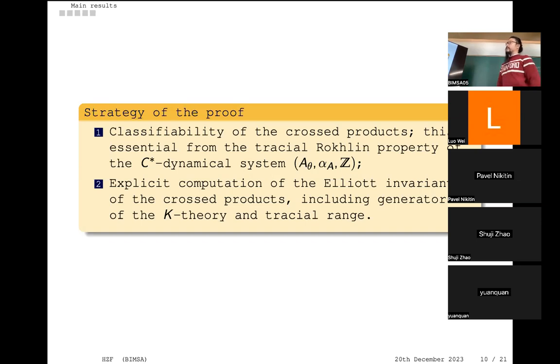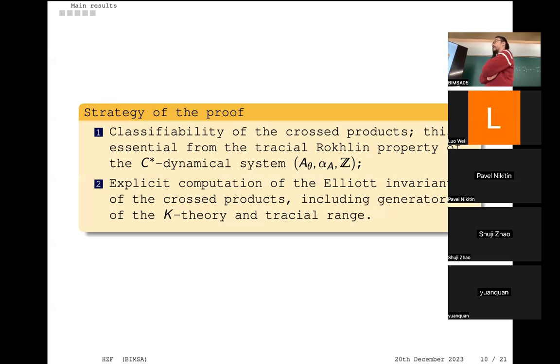But for the subject today, this tracial Rokhlin property is enough, and the proof of the first item is really just by gathering and combining the existing results. After verifying this tracial Rokhlin property of this C*-dynamical system and applying those results, you immediately get the classifiability of the resulting cross product. And after item one, we can just apply existing classification results, and the rest of the work is explicitly computing the Elliott invariant, that is, the K-theoretical data matrices in the statement of the result.